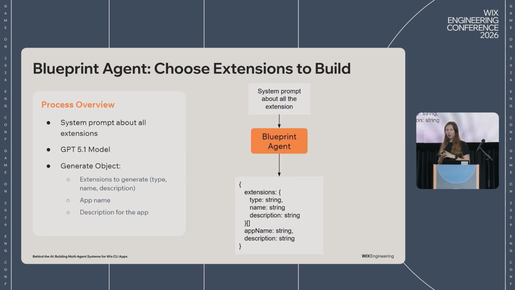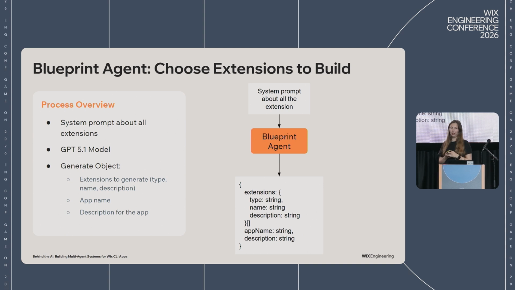So we needed something that decides which extensions to trigger. So we created the blueprint agent. The blueprint agent receives a system prompt about all the extensions and uses the GPT 5.1 model. It generates an object with a plan of which extensions to trigger, with a description and a type, and an app name and description for the whole app.